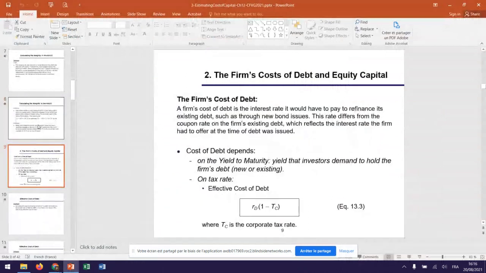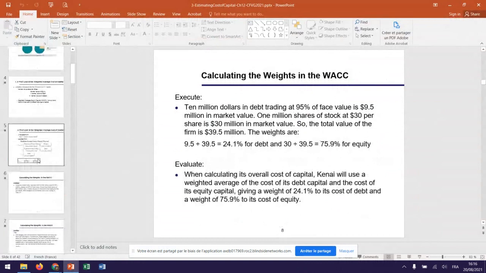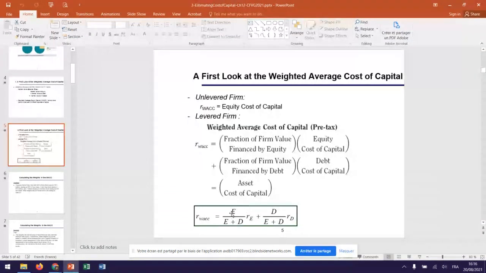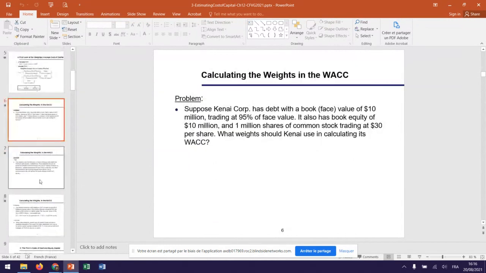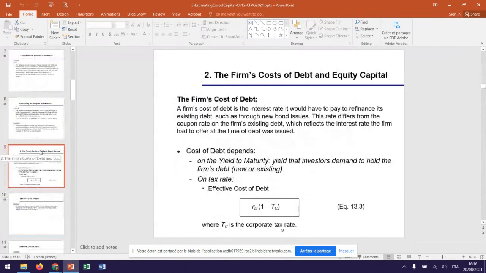Now if I know how to calculate this, the idea is I want to know D over D plus E and E over D plus E. I know that for all these fractions I use the market value. What I have to know now is RD and RE: how we estimate RD, how we estimate RE. Again, the RD here does not represent the interest rate on the company's bank loan, that is the book cost of debt, but we are interested in the market cost of debt of the firm.